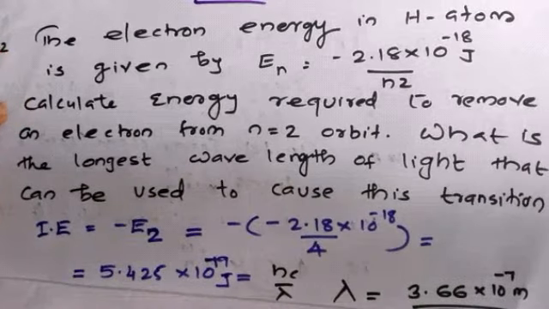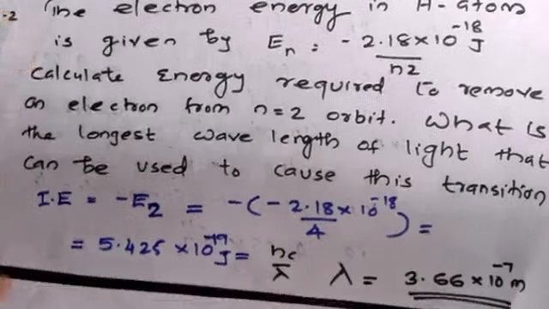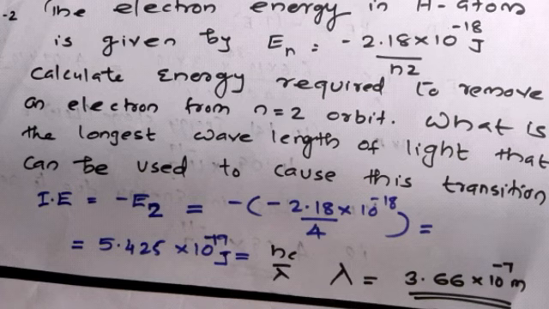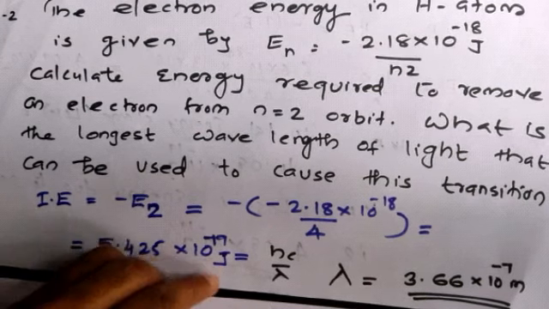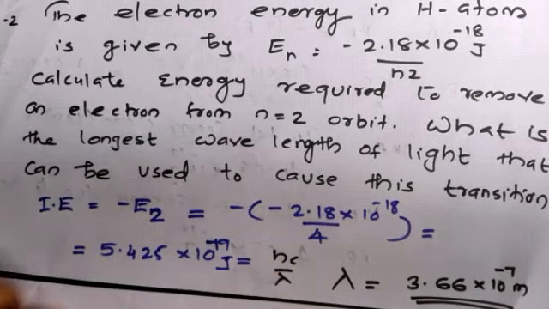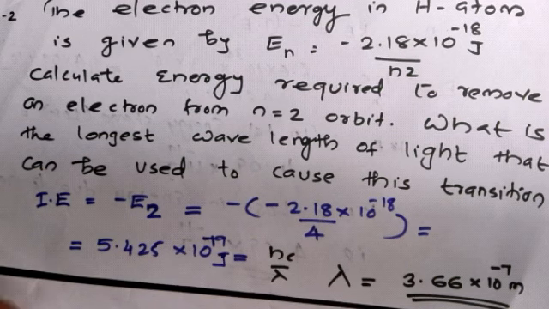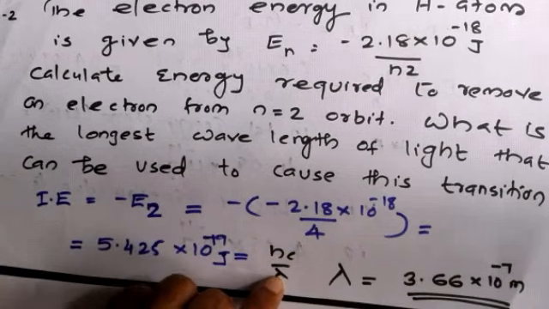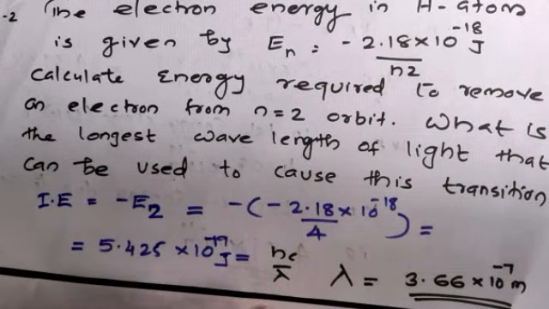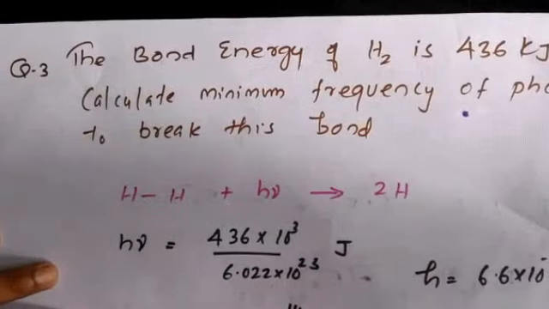Now the second part of the question is, what is the longest wavelength of light that can be used to cause this transition? Therefore, this transition, removing an electron from the second shell, is possible when you give a photon of energy hc by lambda. This is the energy of electron in the second shell. The energy of photon that can be used to remove that electron is hc by lambda. Put the value of h and c, then calculate the lambda. Lambda is this. I hope this question is solved. Now I go to the third question.